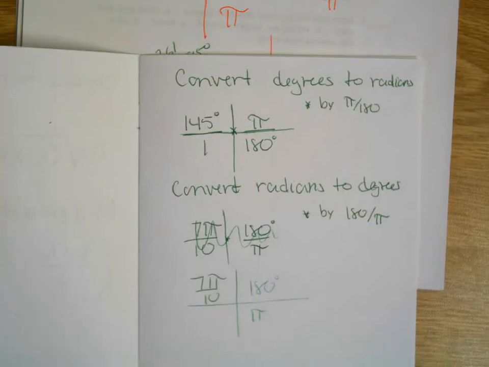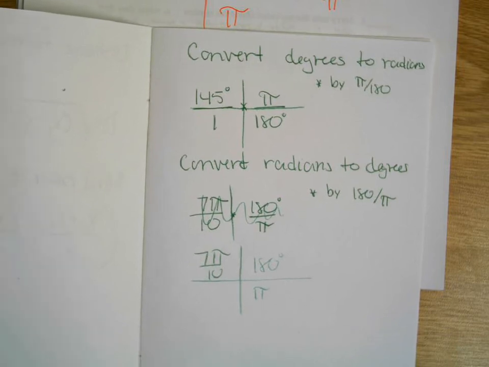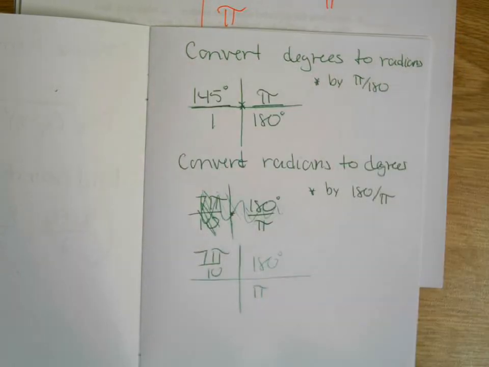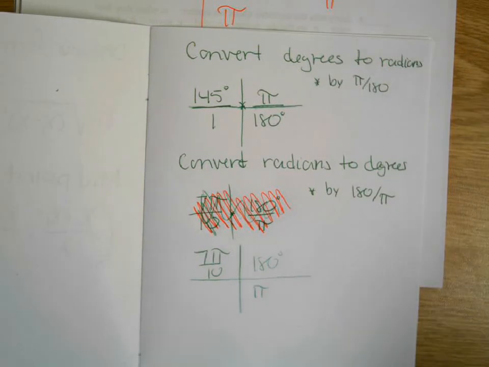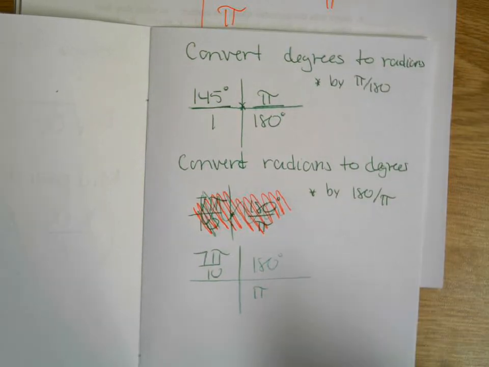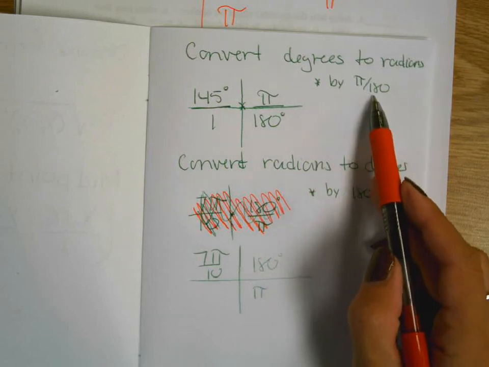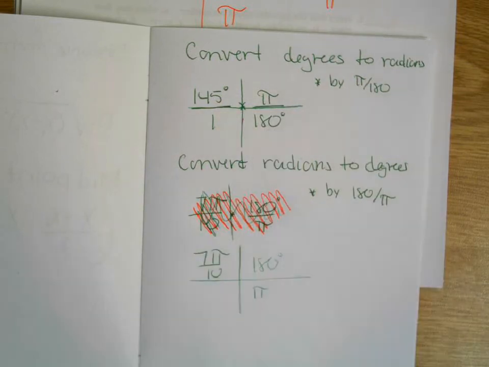So give yourself a page to convert degrees to radians, and then converting radians to degrees. Oops, scribble that out. So you can see I told myself what I'm doing. I'm going to multiply by pi and divide by 180. And I showed the T-box, so hopefully that's enough to refresh your memory on it.